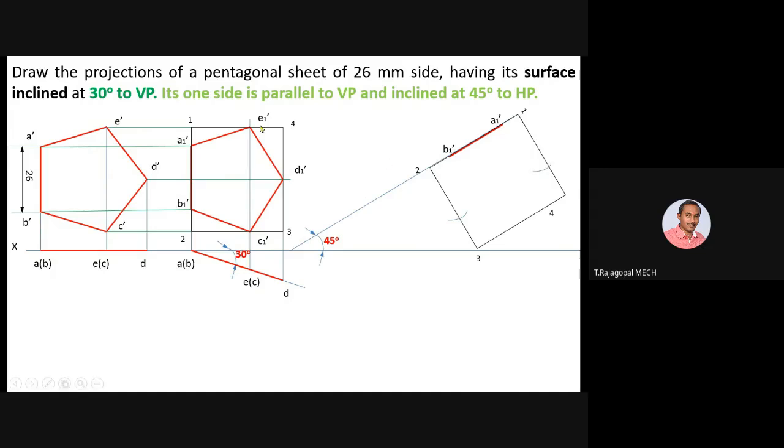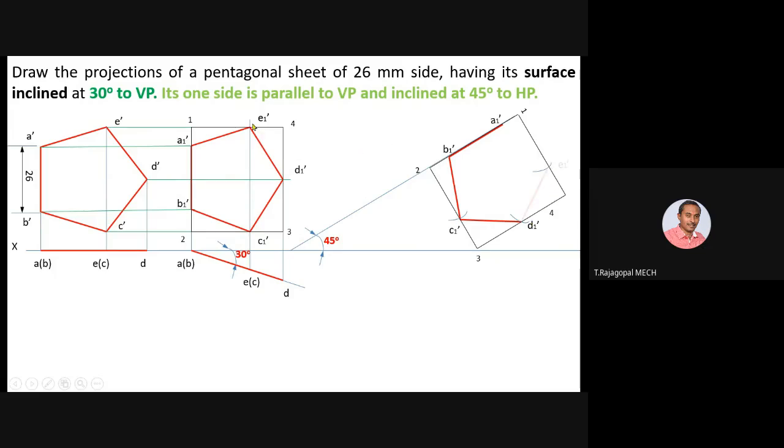1 to 4, I am having E1 dash. Okay. 4 to 3, I am having D1 dash. So you measure and draw the same on this rectangle. Now you can join. So B1 dash, C1 dash. 3 to 4, I am having D1 dash. Similarly, 4 to 1, I am having E1 dash.